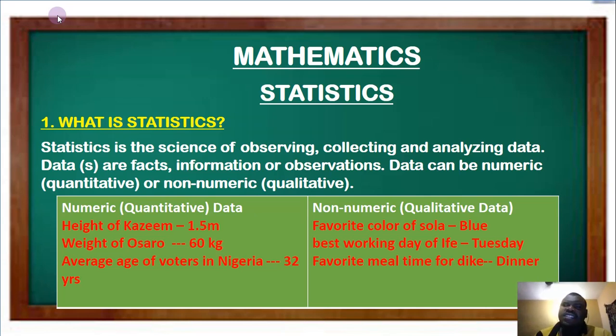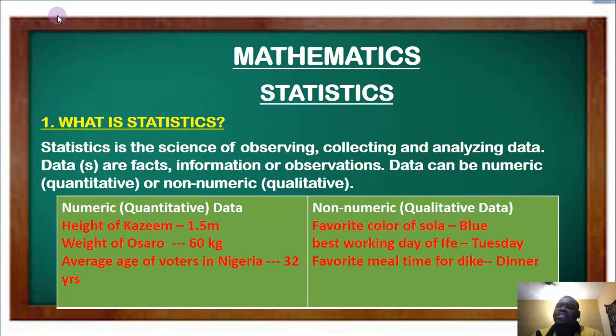And data is a fact or information, or data can be referred to as observations. So the type of toothpaste that you use in your family for January, March, April are what we refer to as data, information, observations. Data can be numeric or non-numeric. That means you can have quantitative data or qualitative data.